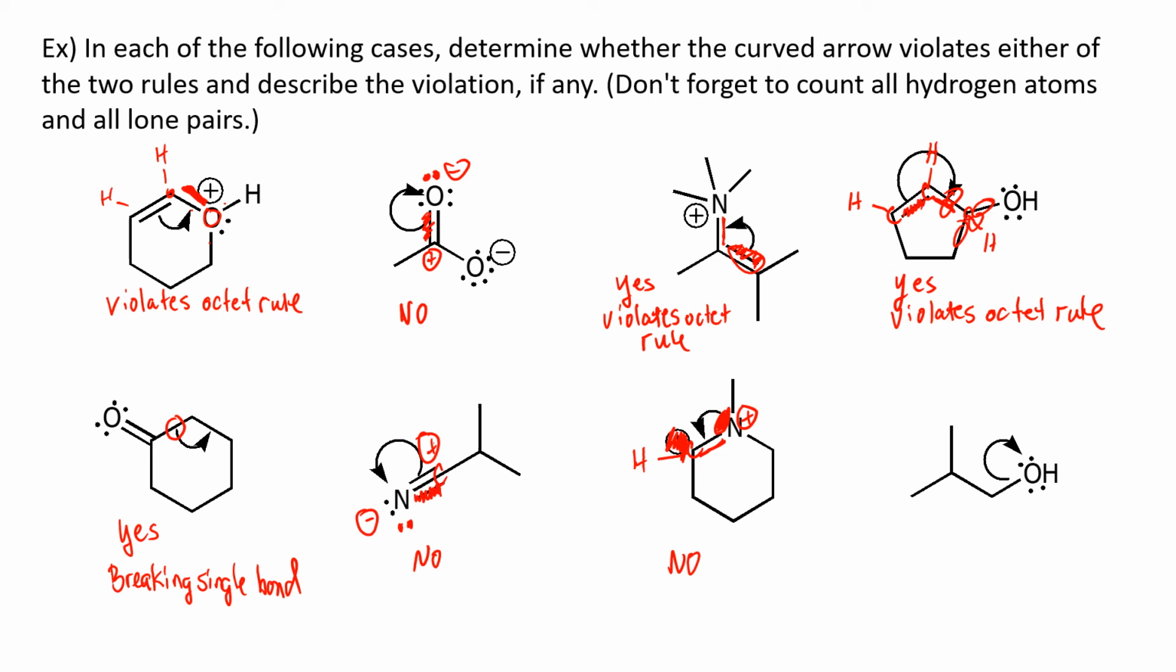And in the last example, the tail of the arrow is starting on a single bond. So right away, we know that's a violation because that arrow is representing the breaking of a single bond.